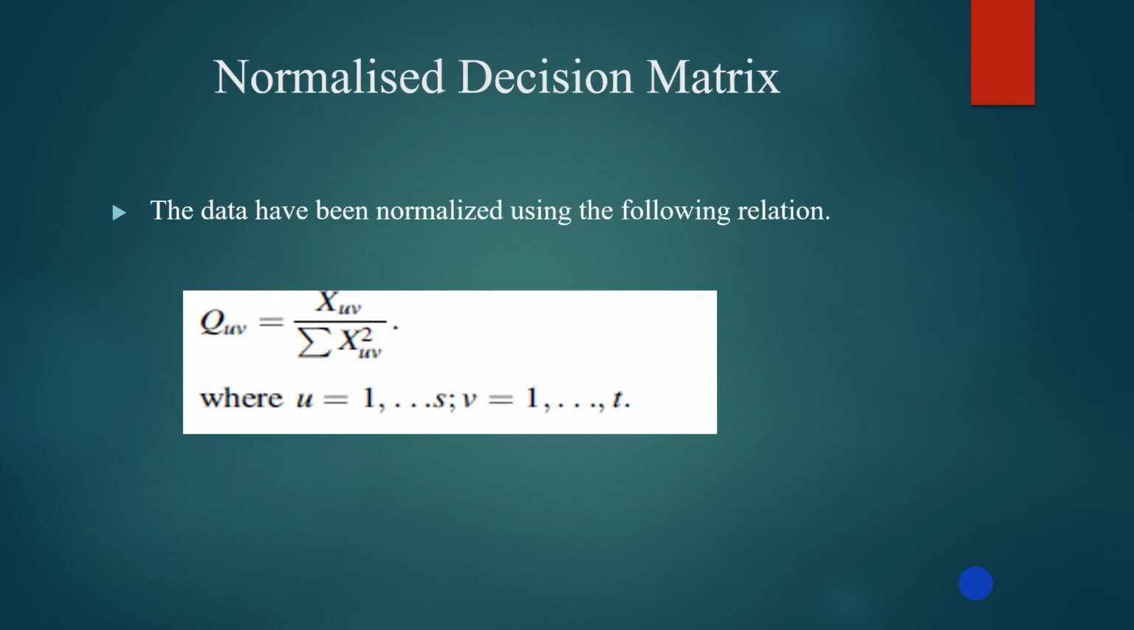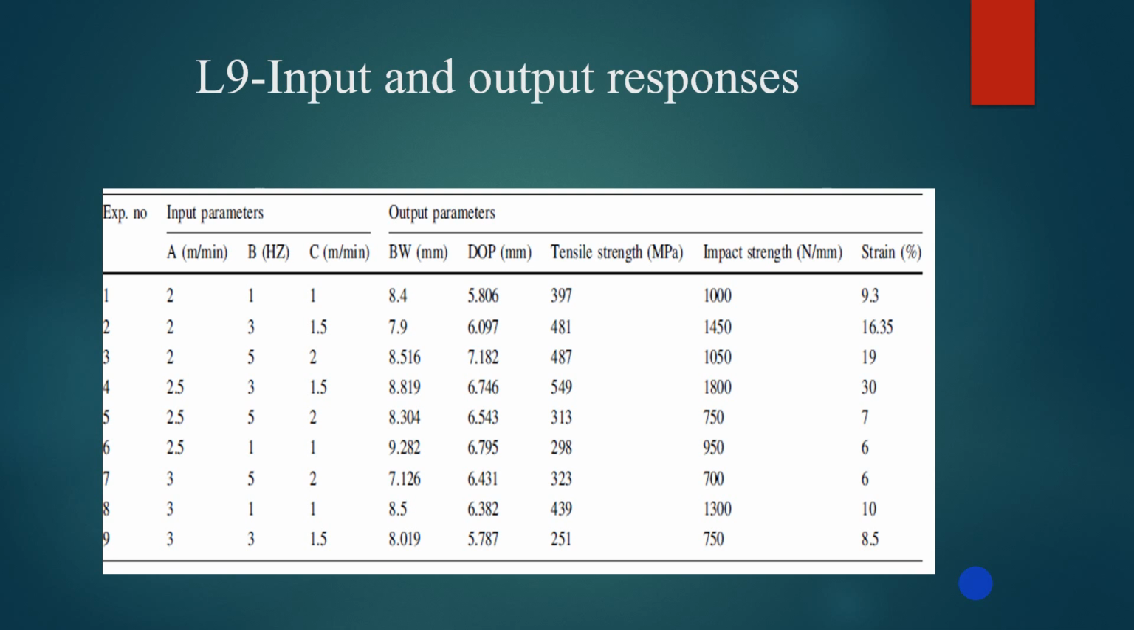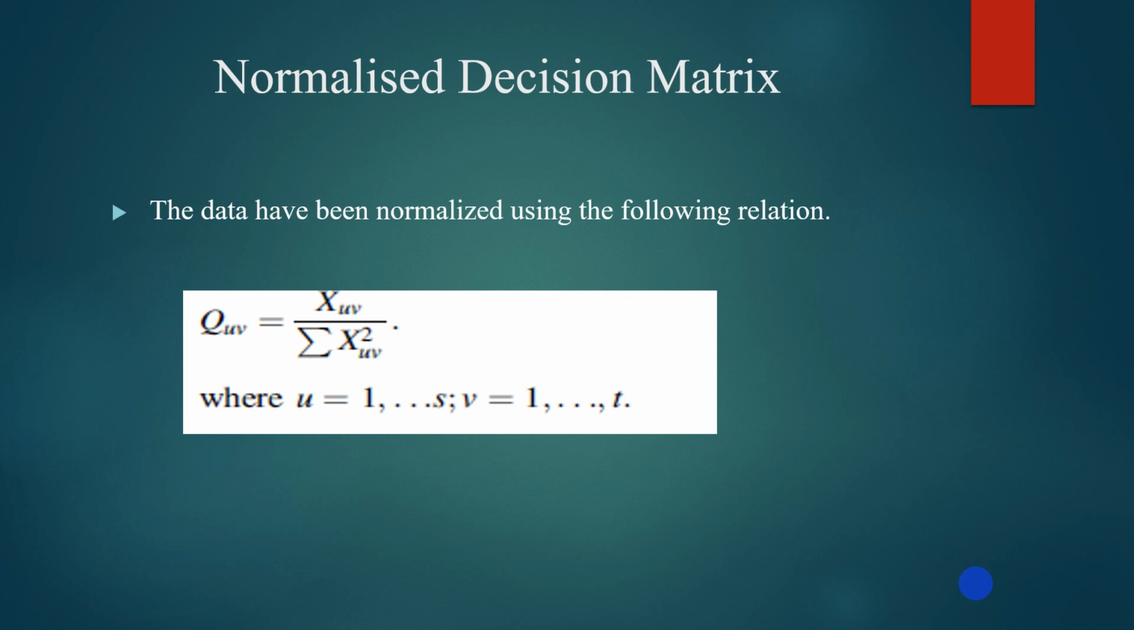So this is the decision matrix we have already written. The second step is we have to identify the normalized values. The formula is given here. Just divide the corresponding output parameter by the square root of the summation of the squares of the output parameters. I'll show you how to do that in Excel.